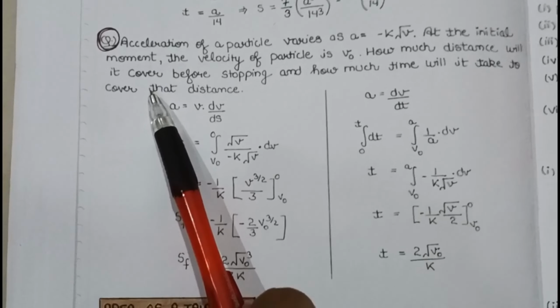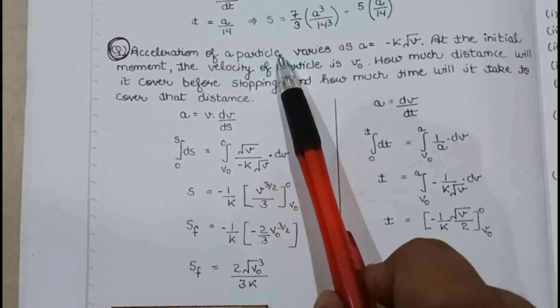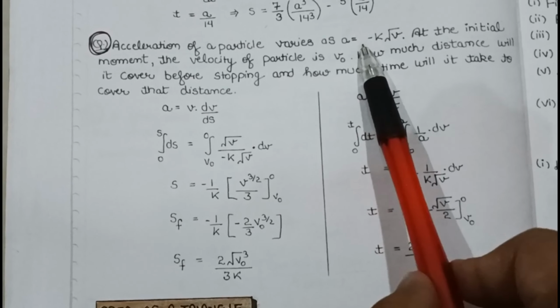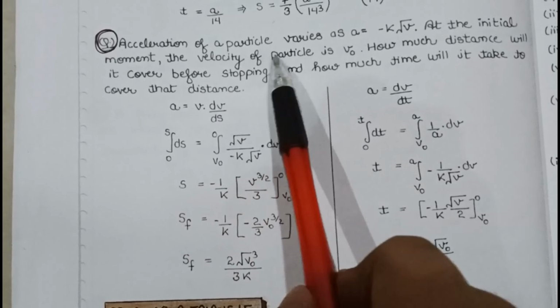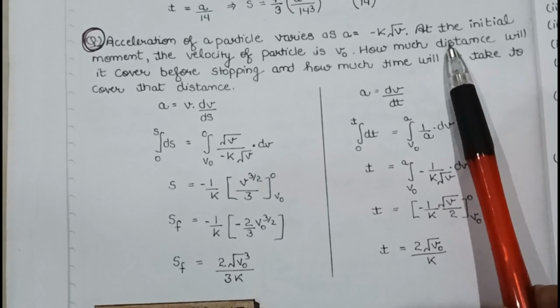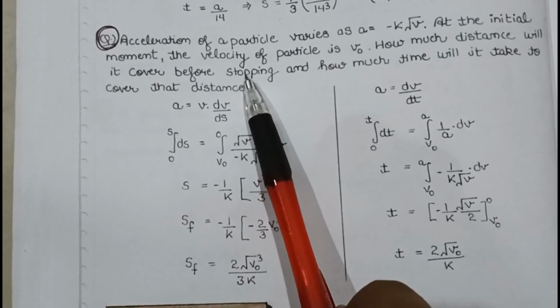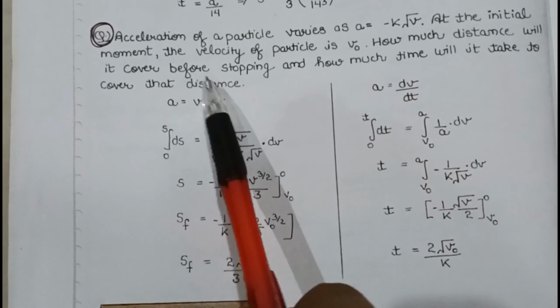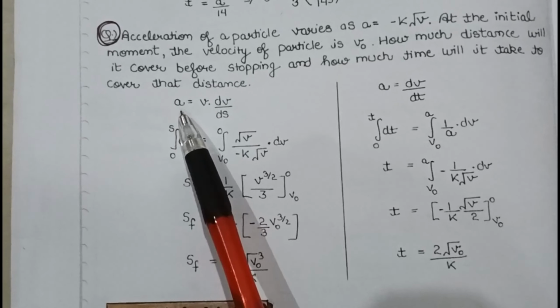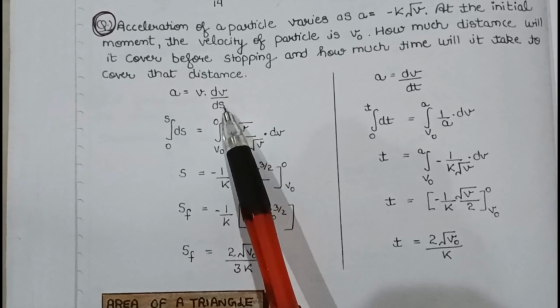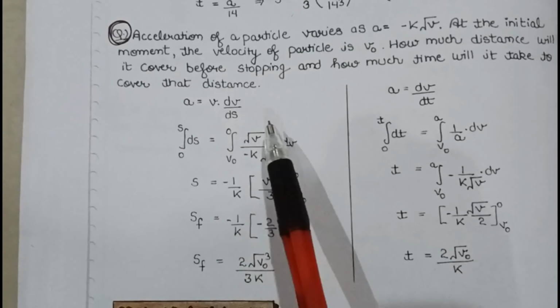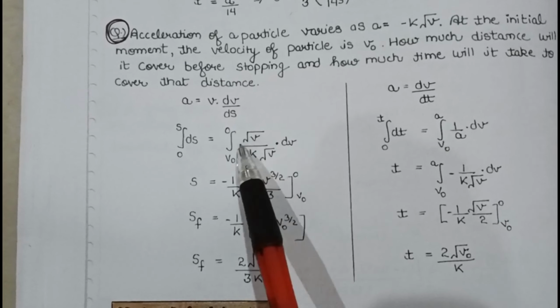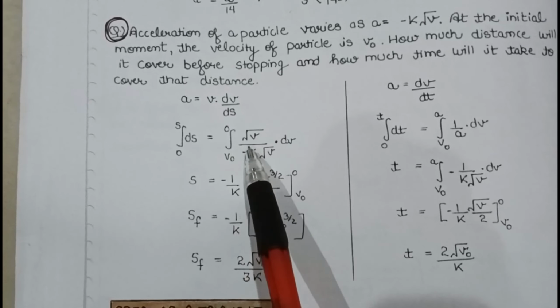Now, we look at the next question: acceleration of a particle varies as a is equal to minus of k into under root of v. At the initial moment, the velocity of the particle is v naught. How much distance will it cover before stopping, and how much time will it take to cover that distance? We know acceleration is equal to v·dv by ds. Therefore, integration of ds from 0 to s is equal to integration of under root v upon minus k into under root of v·dv from v naught to 0.